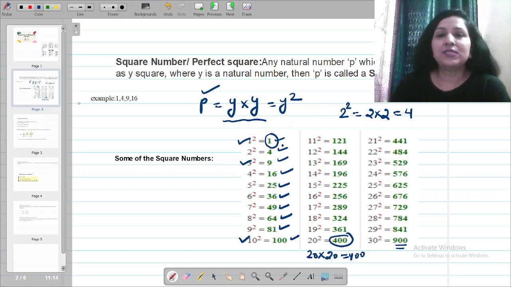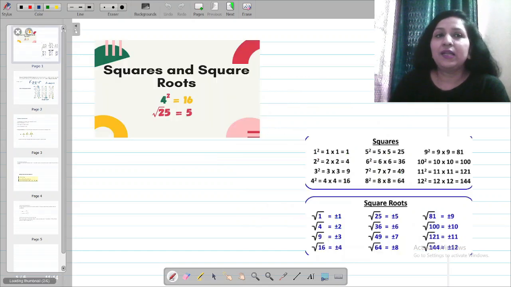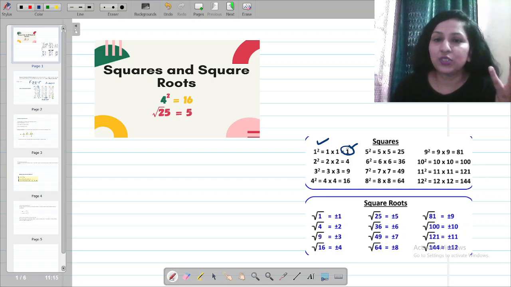Coming on to what is the square root now. The reverse of square is known as square root. Have a look. 1 square is equal to 1. So if I need to know that for this square number, which two similar numbers got multiplied to get this number, that is the square root. Let us understand in this manner.